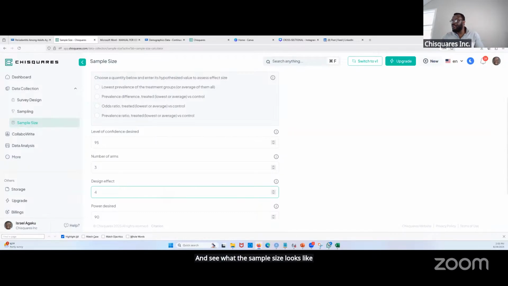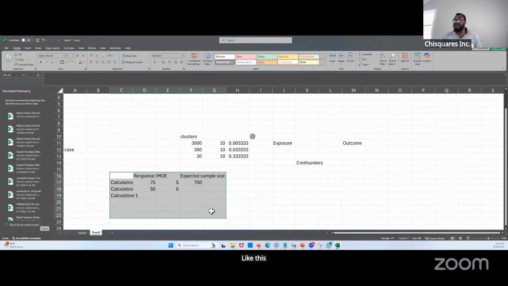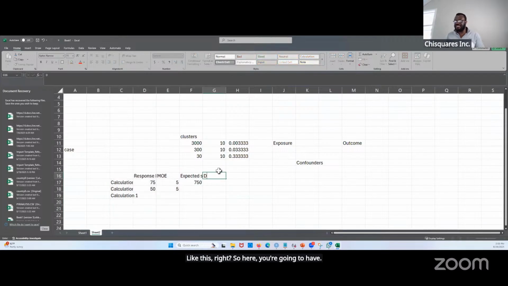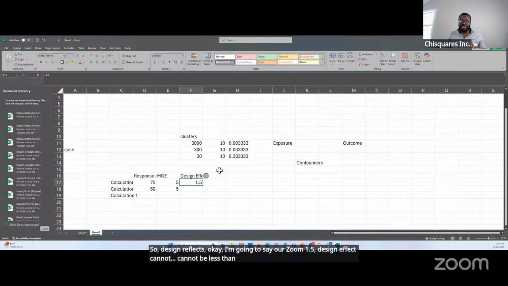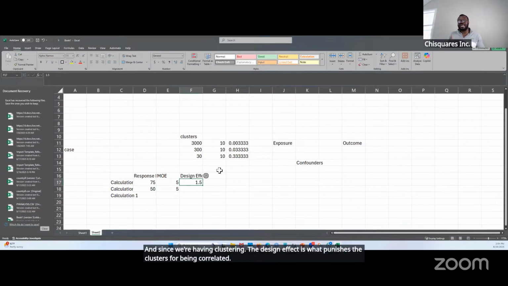Again, remember, always calculate your sample size as a table like this. So here you're going to have design effects as one of those variables. So design effects, okay, I'm going to say I'll assume 1.5. Design effect cannot be less than 1 in this case. A design effect of 1 means it's a simple random survey. And since we're having clustering, the design effect is what punishes the clusters for being correlated. It has to be bigger than 1.